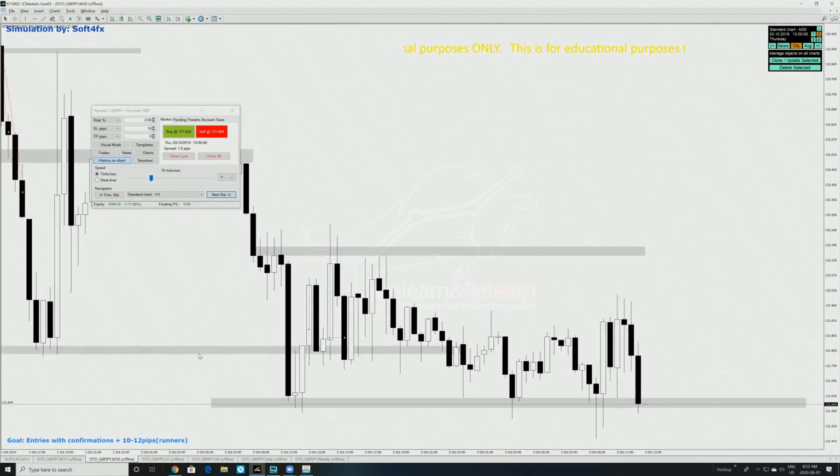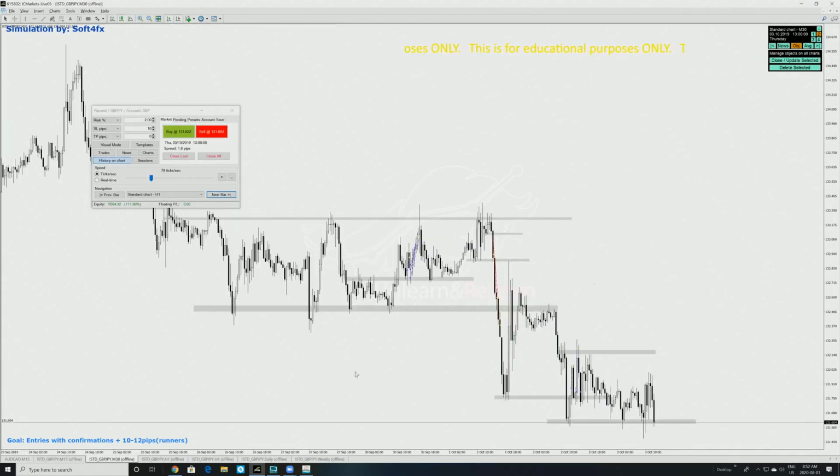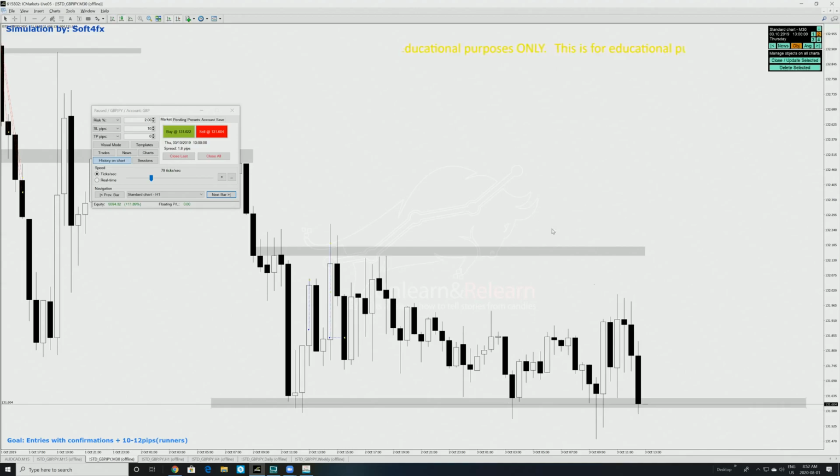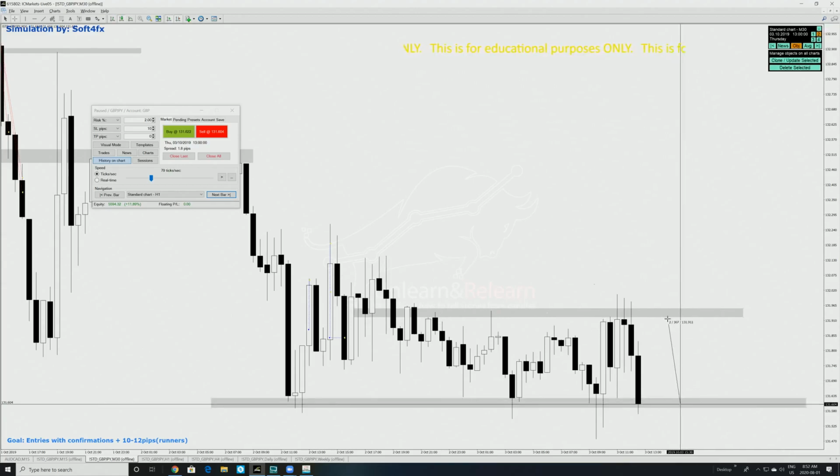Let's just remove this rectangle here. All right, let's remove that. Okay, perfect. Let's just take this area and bring this zone right around over here. We're kind of ranging. Oh, we're in a 34 pip range.